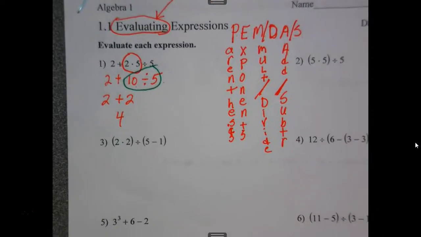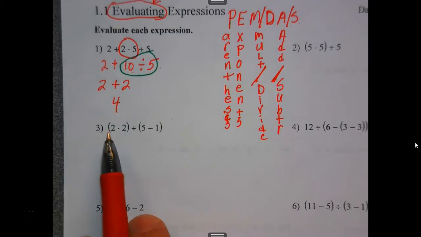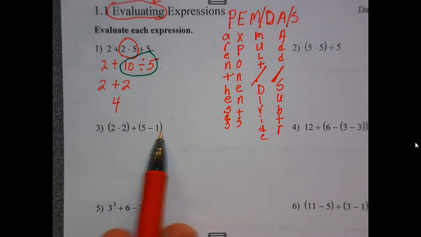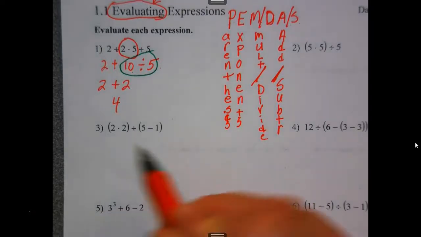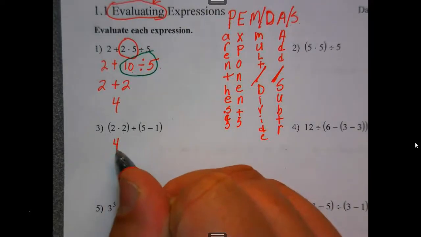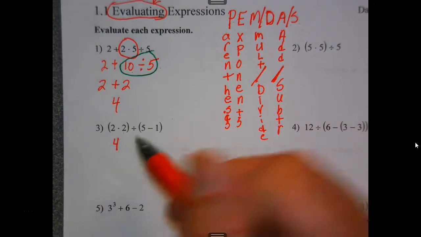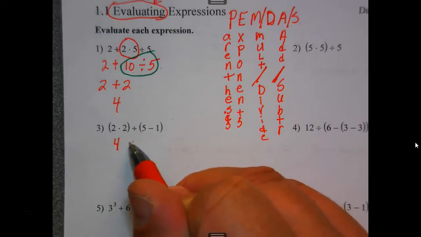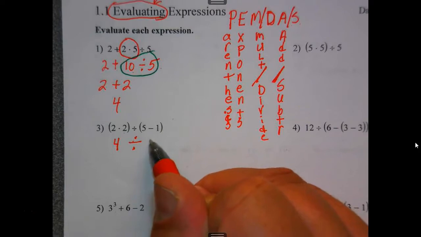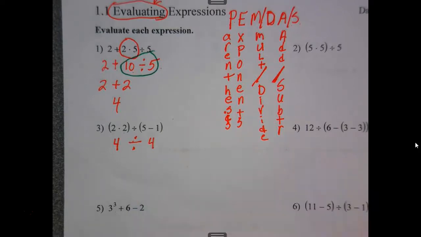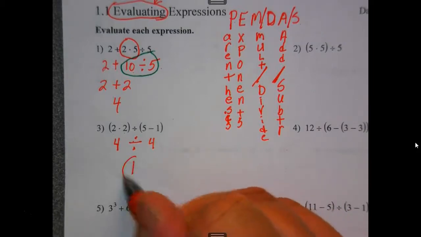All right, number 3. I have parentheses here. So parentheses first. 2 times 2 is 4. I'm going to drop the parentheses because it's not a negative number or any exponents. Divided by the second set of parentheses, 4. Now I've got division is the only thing left, so 4 divided by 4 is.